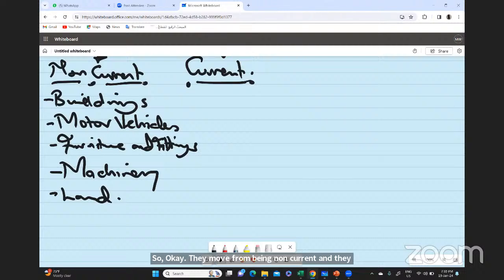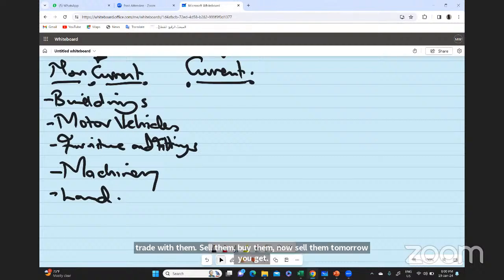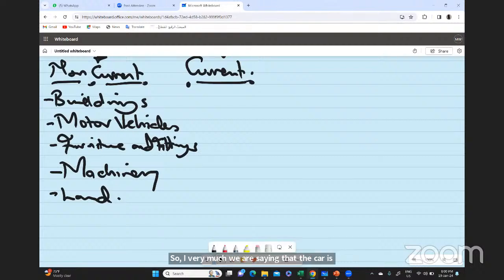Okay? And trading stock cannot be non-current because you trade with them, sell them, buy them now, sell them tomorrow. So however much we are saying that a car is non-current, it is non-current to someone who is not in a business of selling them. You're just using them to run your operations. So that is non-current in nature.